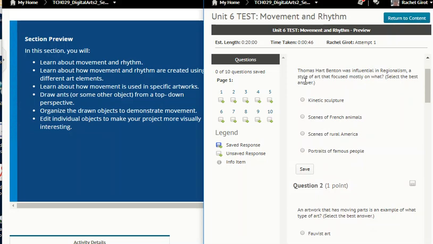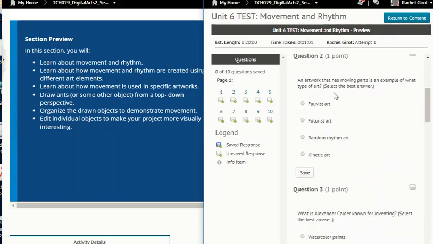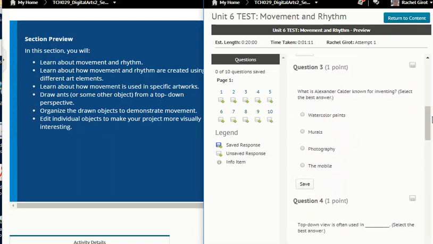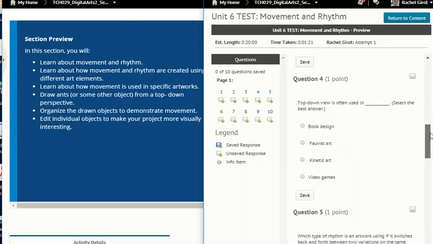Number 1, Thomas Hart Benton was influential in regionalism, a style of art that focused mostly on what? Kinetic sculpture, scenes of French animals, scenes of rural America, or portraits of famous people. Question 2. An artwork that has moving parts is an example of what type of art? Fauvist, futurist, random rhythm, or kinetic? Question 3. What is Alexander Calder known for inventing? Watercolor paints, murals, photography, or the mobile?